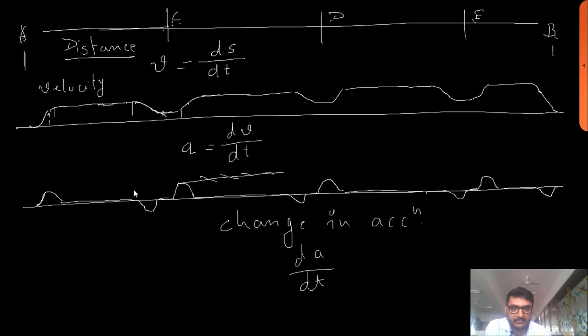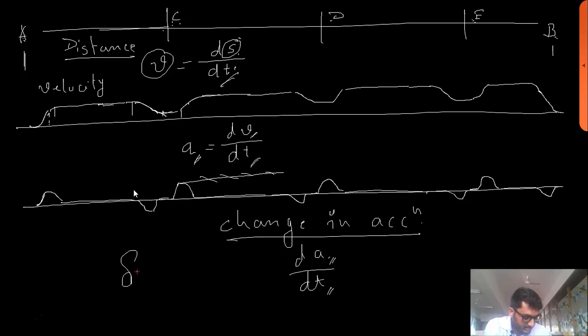Now here you can see that this velocity is a function of this s and t. This A is a function of v and t. Here also change in the acceleration is the function of A and T. These are the functions, and this S, T, V, A, those are the variables on which this function is depending, and this is known as signal.